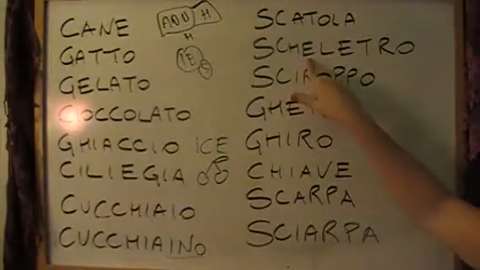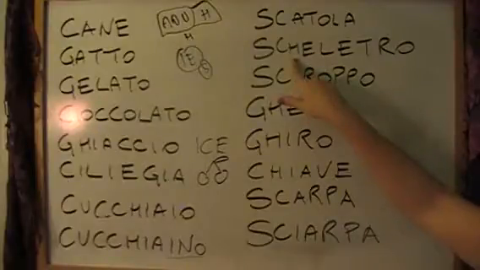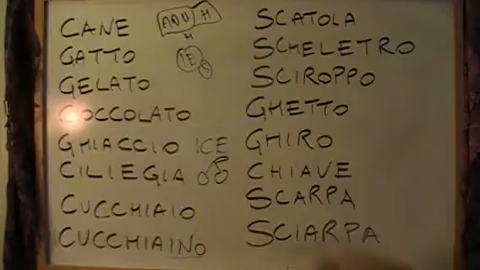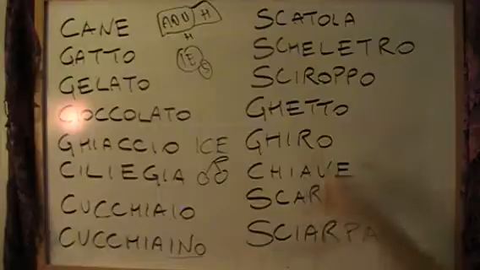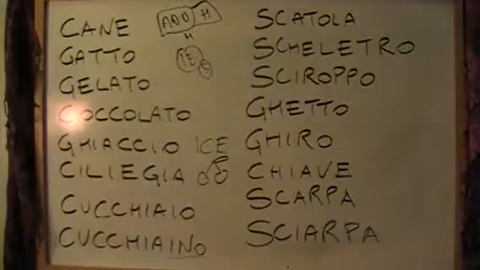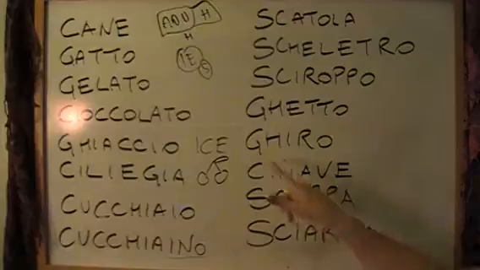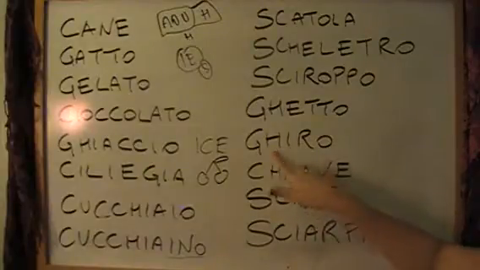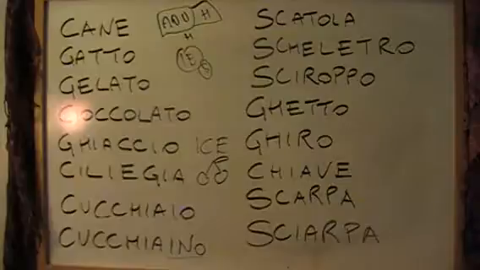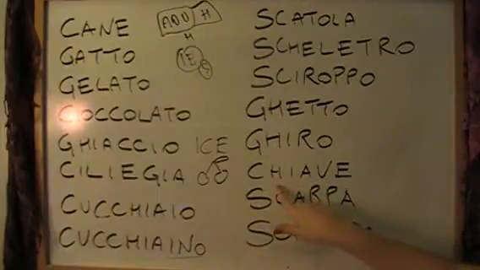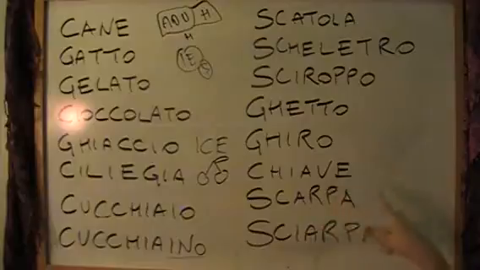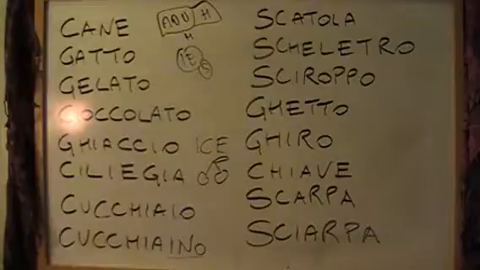This is soft, but there is the correction of the H, so became hard. Scheletro. Here is soft. Sciroppo. Ghetto, exactly like in English. Ghiro, because it's soft, but there is the H, so became hard. Chiave. Hard. Scarpa.